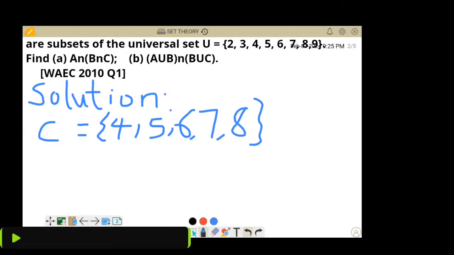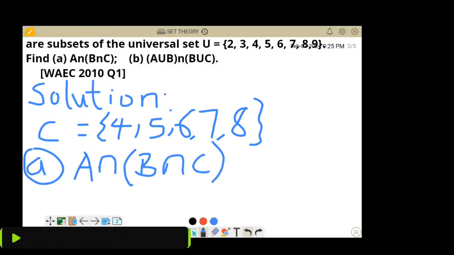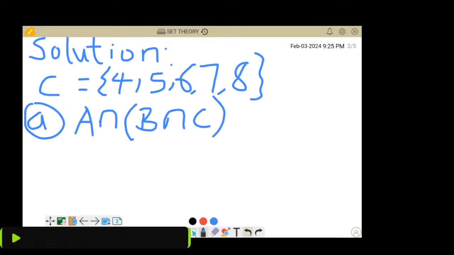Our question is the element of A intersection B intersection C, and I will advise that we first look for B intersection C. What will be the value of B intersection C? What will that give us? B intersection C is the first thing that we need to look for, and B intersection C will be the elements that B and C have in common.